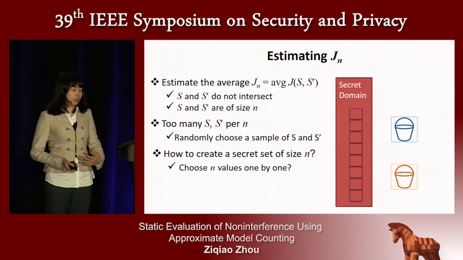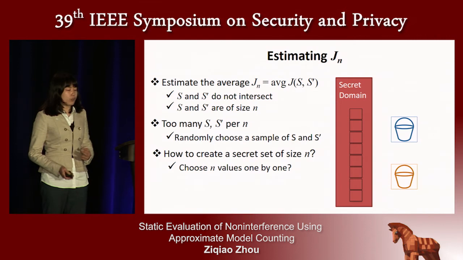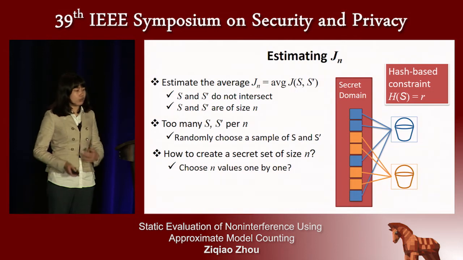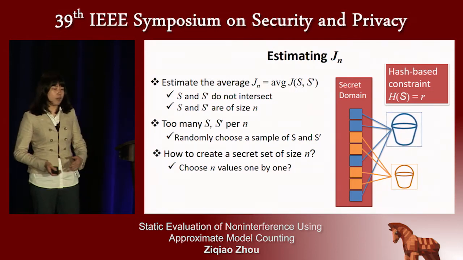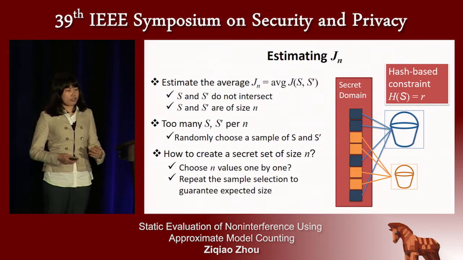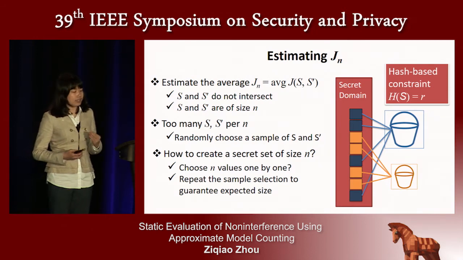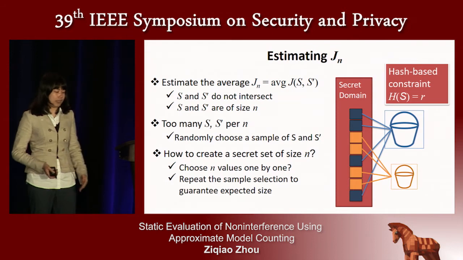To solve this problem, we utilize the property of universal hashing, which will map the secret domain into many buckets. And by choosing one bucket, you choose a subset of secrets from the domain. And if we repeat this sample selection process many times, we could guarantee the expected size of the sample is the secret size divided by the number of buckets.